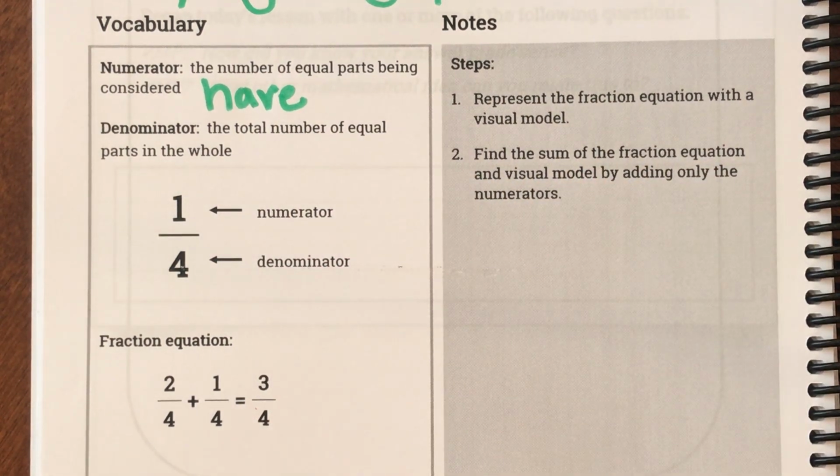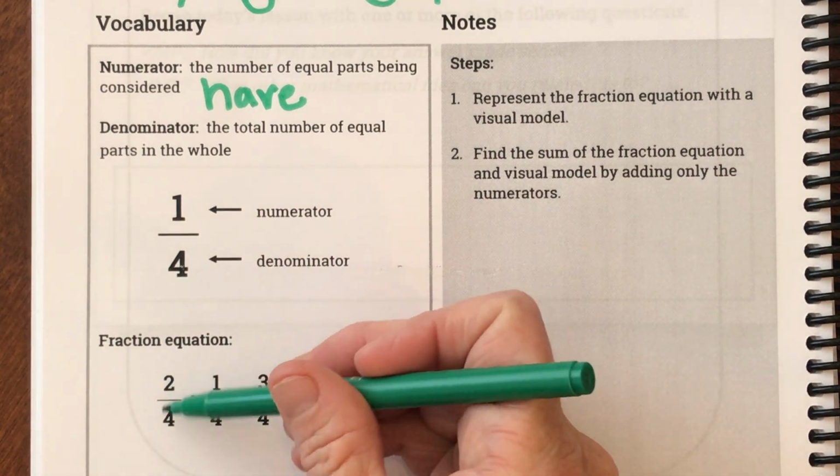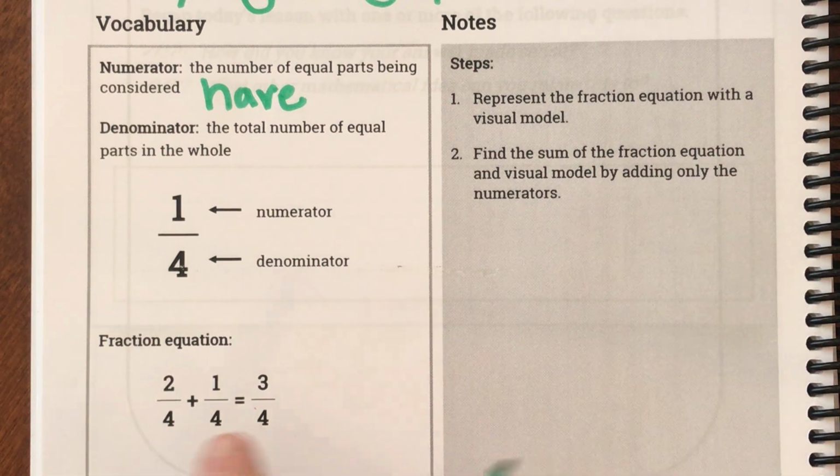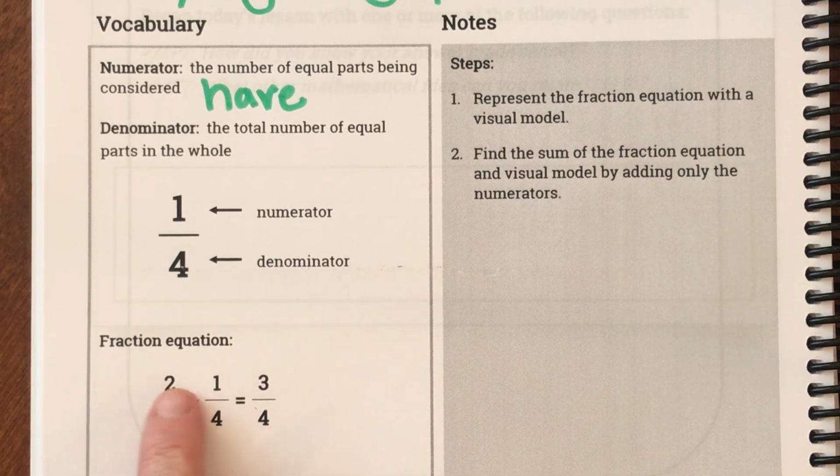Okay, they also show us a representation of an equation. So they have 2/4 plus 1/4 equals 3/4. What I want you to really notice here is look at the numerators. The numerators are 2 and 1, and look what they did to them. 2 plus 1 equals 3. But look at the denominators. They never added them. So the denominators are not added. They only added the numerators. That's a really important thing with adding fractions.